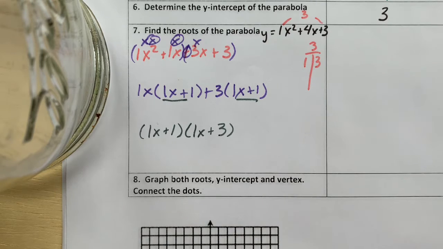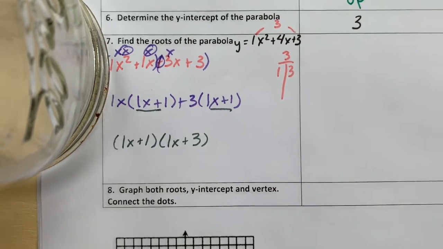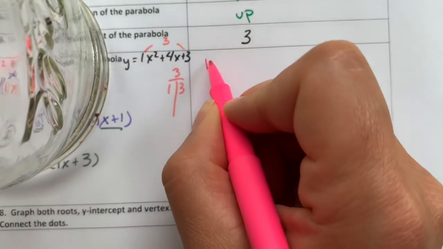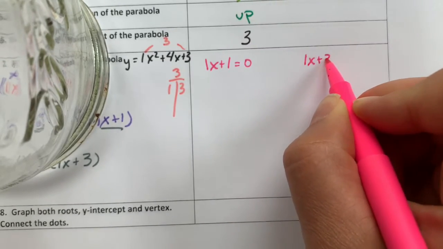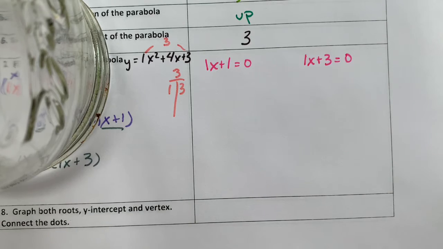Now we're not quite done. We have to set each of those equal to 0 because that's where it crosses the x-axis. Y is equal to 0. So I'm going to write 1x plus 1 is equal to 0 and 1x plus 3 is equal to 0. And then I have to solve for x.